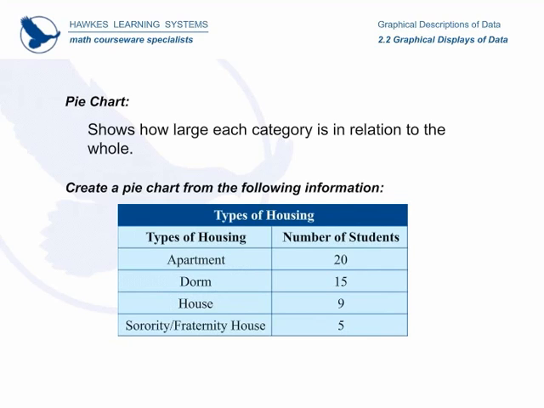For an apartment, 20 students. For a dorm, 15 students. For a house, 9 students. And for a sorority or fraternity house, 5 students.